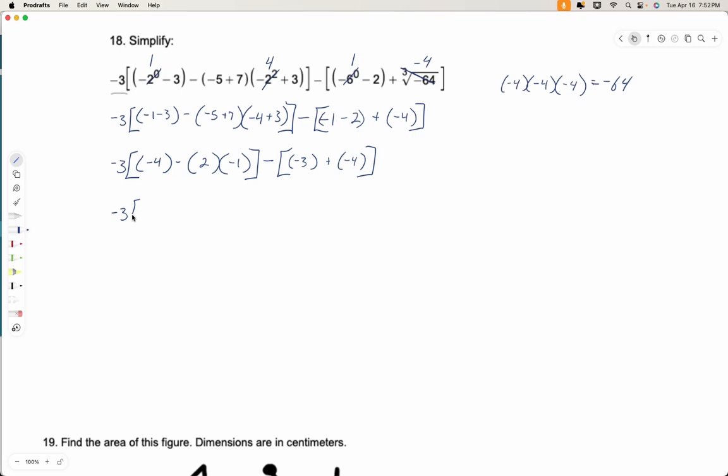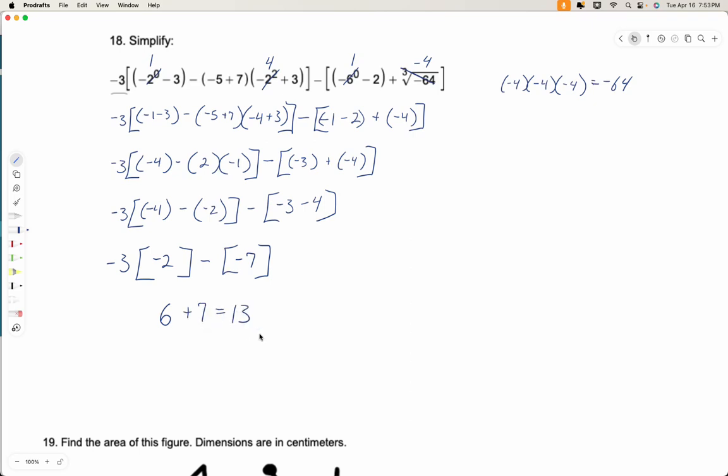So we've got -3 times -4, minus -2, and then we've got -3 times -4. All right, so -3 times -4 is 12... -4 minus a -2, that'd be +2. So it'd be -2 minus -7. So -3 times -2 is a +6. Minus a -7 would be +7, would equal 13.